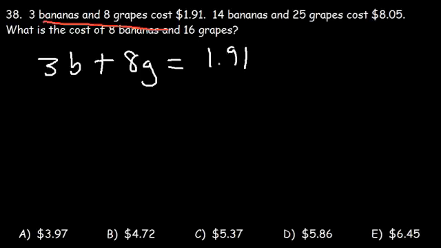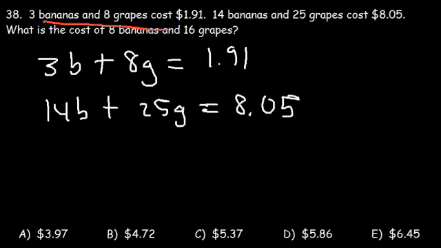Now for the second equation, 14 bananas and 25 grapes costs $8.05. So these are the two equations. So now we need to solve for either B or G first. So let's solve for B. Let's multiply the first equation by negative 14. And then the second equation we're going to multiply by positive 3.